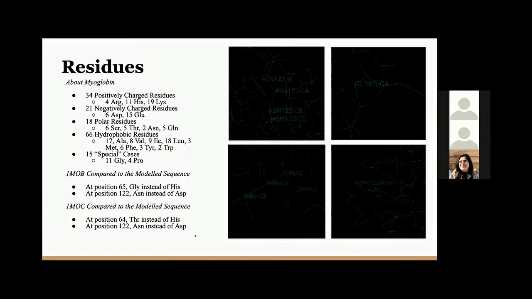From the total of 154 residues, there are 34 positively charged residues made of 4 arginine, 11 histidine, and 19 lysine. There are 21 negatively charged residues made of 6 aspartic acid and 15 glutamic acid. There are 18 polar residues made of 6 serine, 5 threonine, 2 asparagine, 5 glutamate, and 5 glutamine. There are 66 hydrophobic residues made of 17 alanine, 8 valine, 9 isoleucine, 18 leucine, 3 methionine, 6 phenylalanine, 3 tyrosine, and 2 tryptophan. There are also 15 special case residues made of 11 glycine and 4 proline.